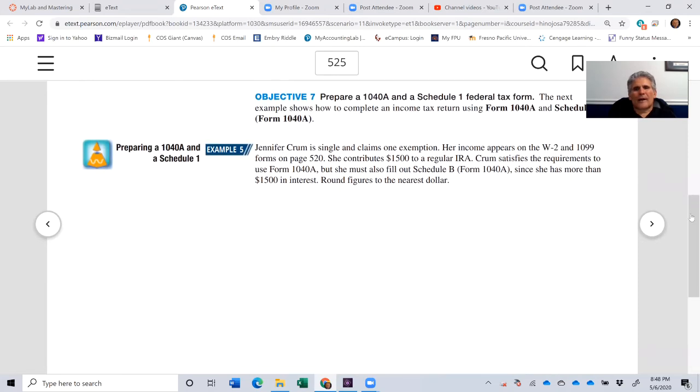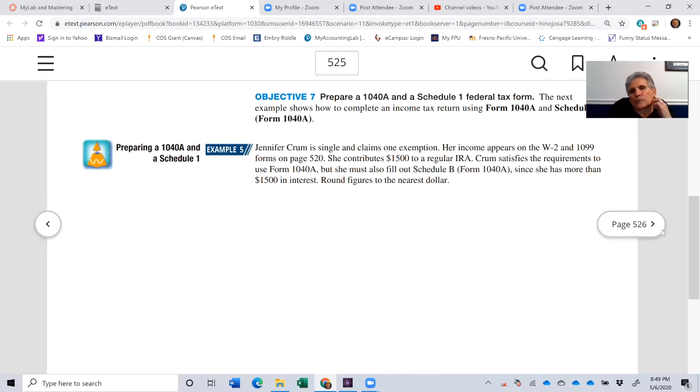All right, so Jennifer Crum is single and claims 1 exemption. Her income appears on a W-2 and 1099 forms on page 520. She contributes $1,500 to an IRA. Crum satisfies the requirements for the use of Form 1040A, but she must also fill out Schedule B, Form 1040A, since she has more than $1,500 in interest. Round figures to the nearest dollar.